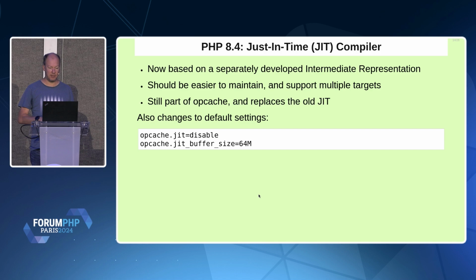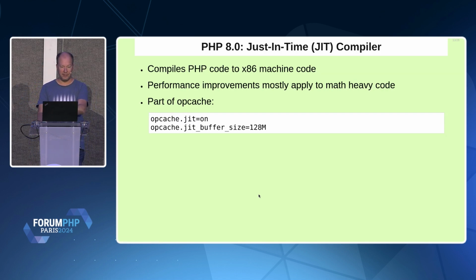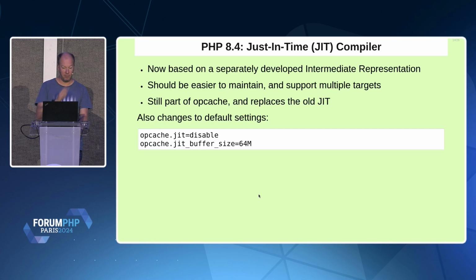We also changed the default settings. Like if you see 8.0, by default, the JIT was on and the buffer size was set to 0. A buffer size of 0 basically meant that the JIT was off. But in PHP 8.4, we went to slightly more useful settings. It is disabled by default, and then you set the buffer size separately from that. It just makes more sense as defaults.